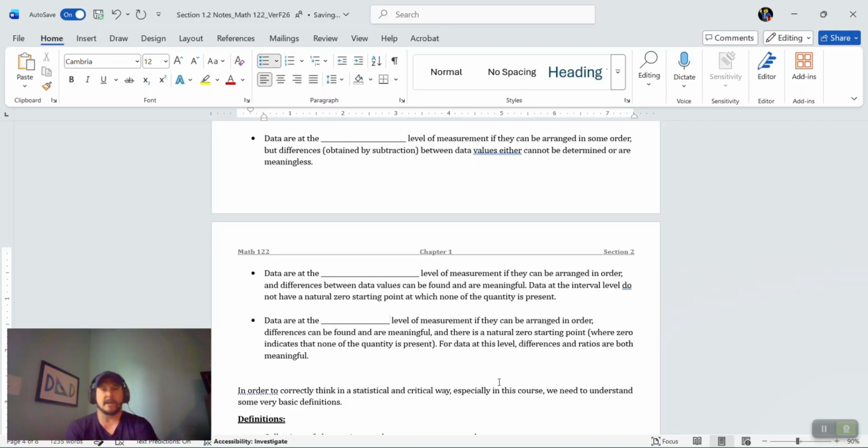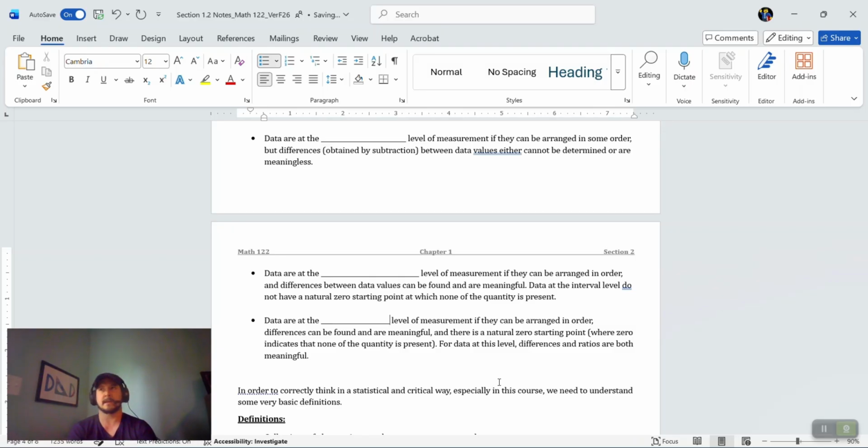Okay, data are at the ratio level of measurement if they can be arranged in order. Differences can be found and are meaningful. So this has some characteristics of the interval level of measurement, but the major difference is that there is a natural zero starting point. Zero indicates that none of the quantity is present. For data at this level, differences and ratios are both meaningful.